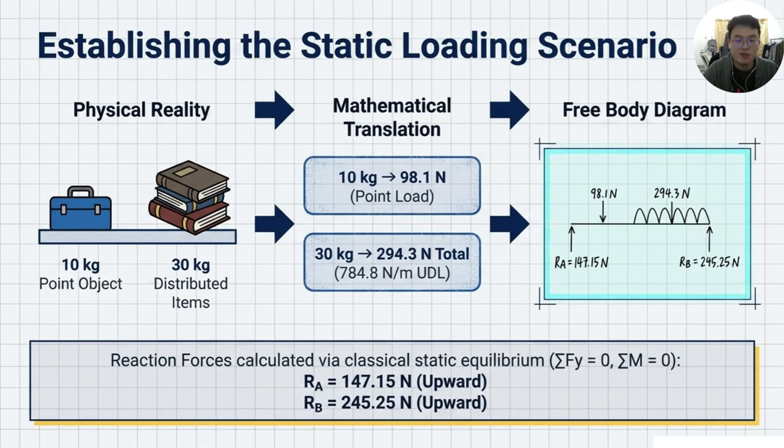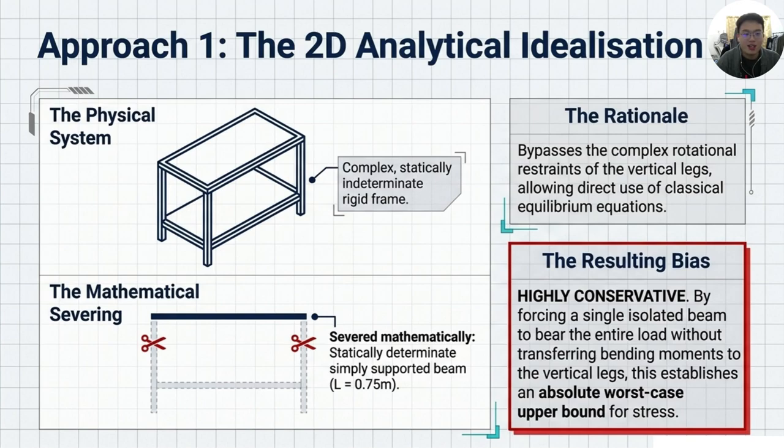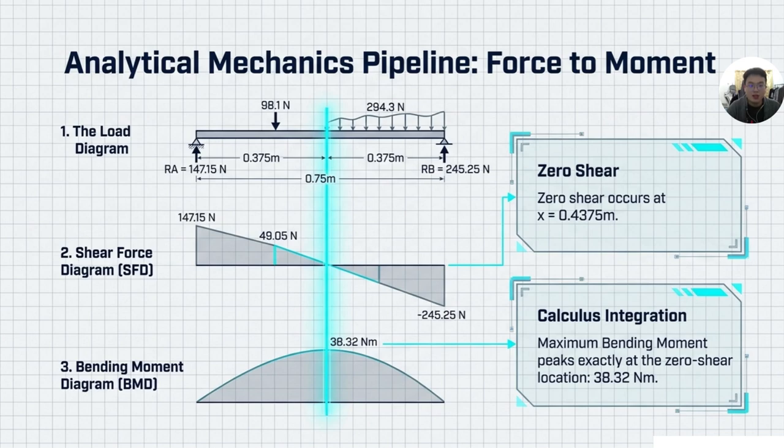at support B. For the analytical calculations, the actual 3D work table was simplified into a 2D simply supported beam with a span length of 0.75 meters. This simplification allows classical equilibrium equations to be applied directly. Although this assumption ignores load redistribution through the frame and legs, it provides a conservative estimate by predicting the highest possible bending stresses. By using the calculated support reactions, the shear force diagram and the bending moment diagram were developed.